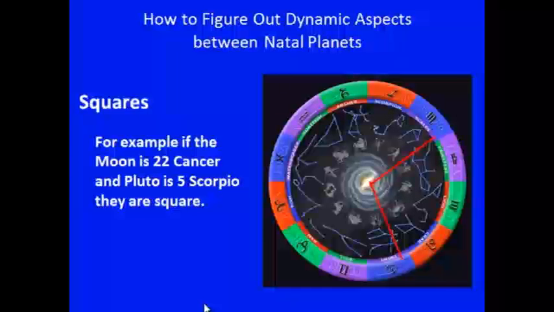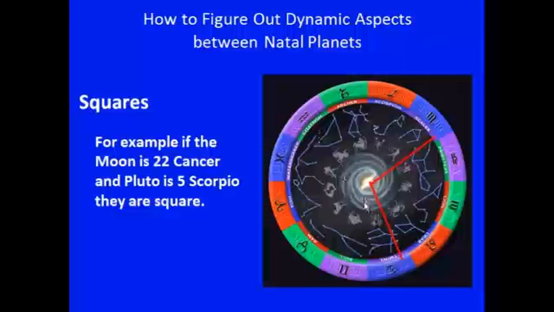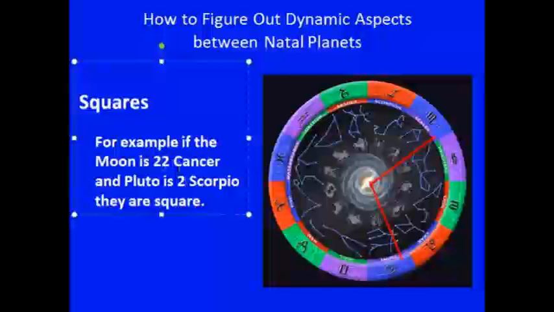Now, squares. So for example, if you had the moon at 22 Cancer and Pluto at 5 Scorpio, they'd still be at a 90-degree or almost 90-degree square. It's not quite, because from 22 Cancer to 0 Leo is 8 degrees, and 5 Scorpio, actually that's a 13-degree orb. Oops, I would need to change this to 2 Scorpio to make it a 10-degree orb, because 22 Cancer to 0 Leo is 8 degrees, and then 2 Scorpio is another 2 degrees. That makes 10 degrees between them.